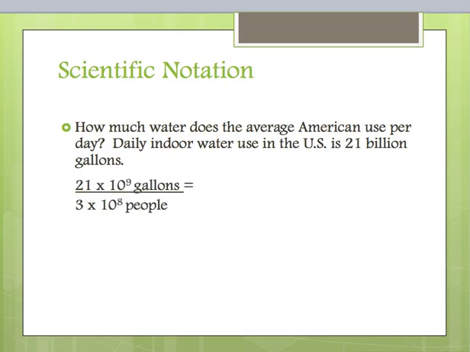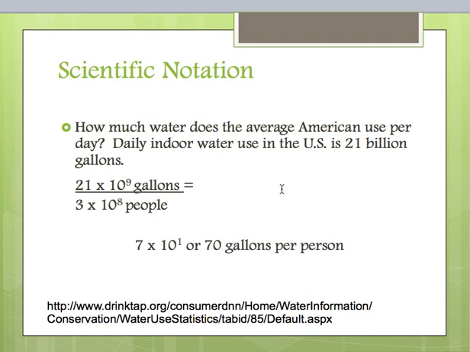All right. And now if we set this problem up, remember 21 billion is 21 times 10 to the 9. We're going to divide that by the number of people in the U.S., 3 times 10 to the 8th. And that's a nice, easy number to work with. 21 divided by 3 is 7. 9 minus 8 is 1. So it's 7 times 10 to the 1 gallons per person, or 70 gallons per person.